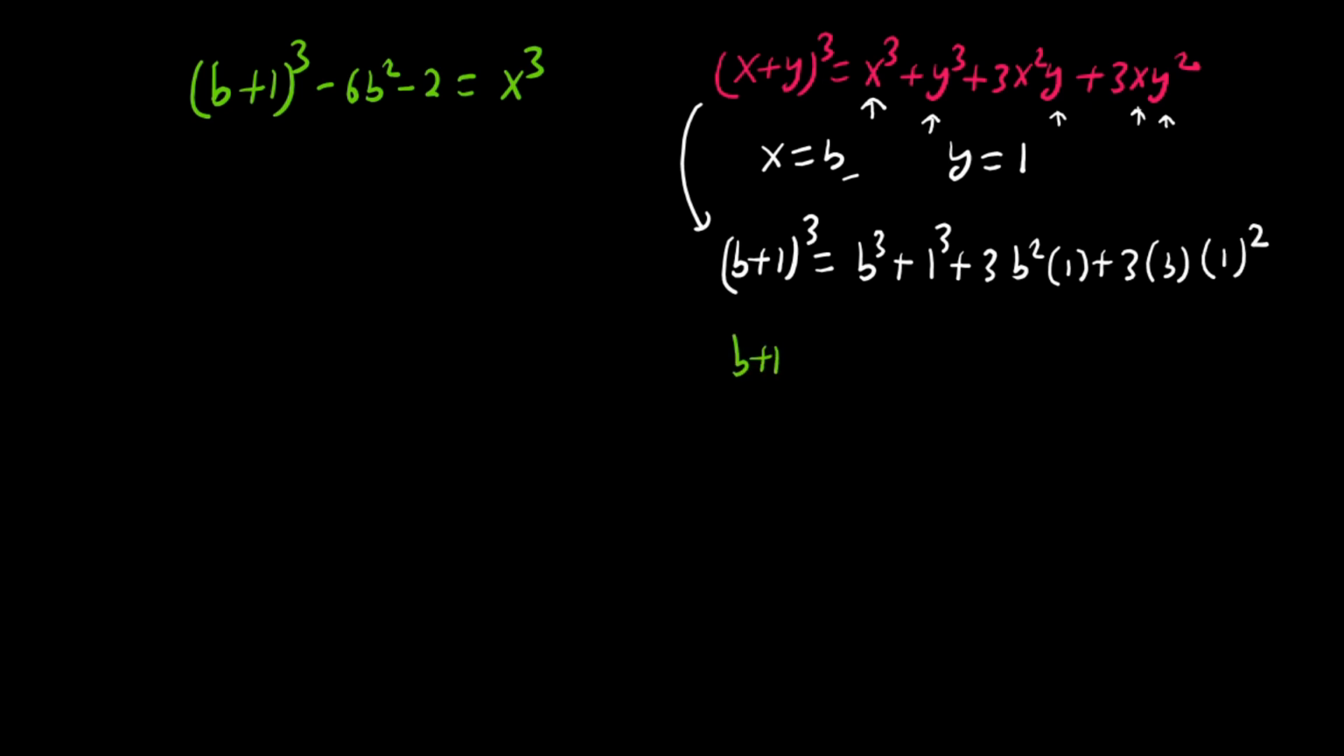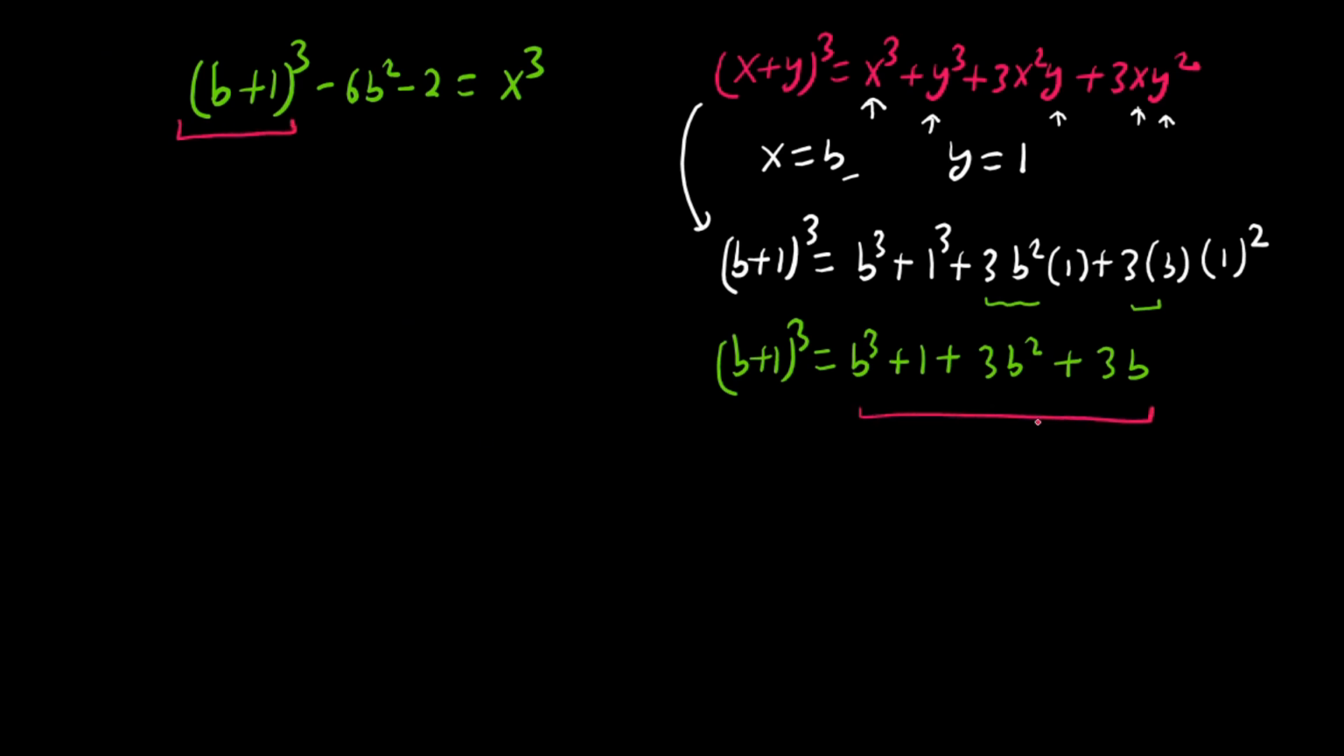So (b + 1)^3 = b^3 + 1 + 3b^2 + 3b. Here (b + 1)^3 is replaced by b^3 + 1 + 3b^2 + 3b, then b^3 + 1 + 3b^2 + 3b - 6b^2 - 2 = x^3.